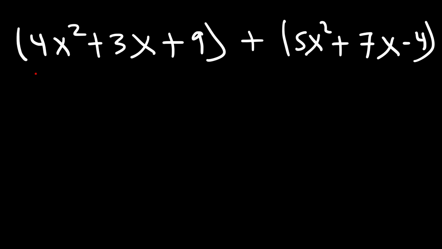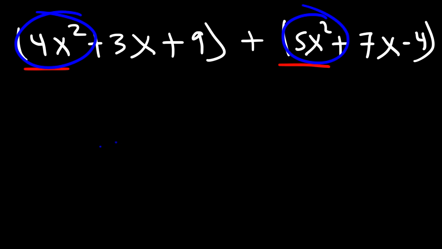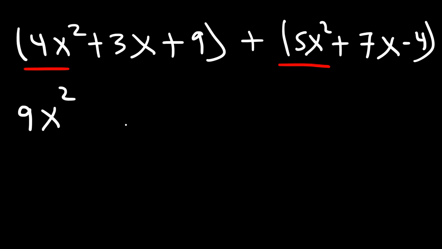Well, let's begin by adding like terms. We can't add 4x squared and 3x together because those are not like terms. On the left you have an x squared term, in the middle you have just an x term. So those are not like terms. But we can add 4x squared and 5x squared because they both contain the x squared variable. So what is 4 plus 5? 4 plus 5 is 9. So this will give us 9x squared.